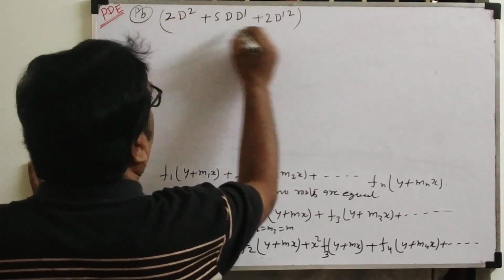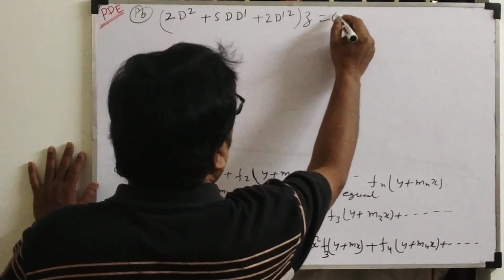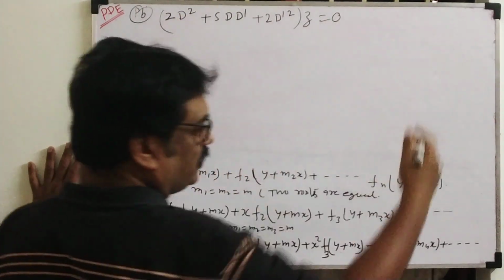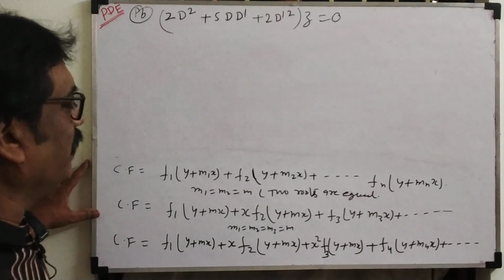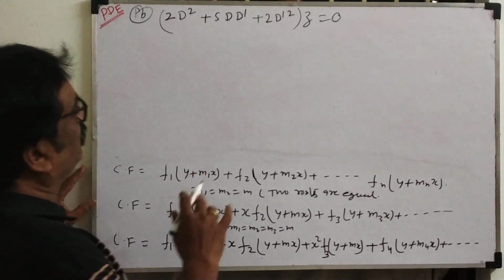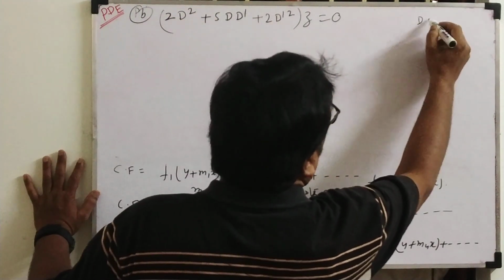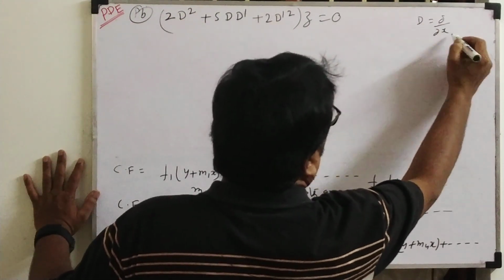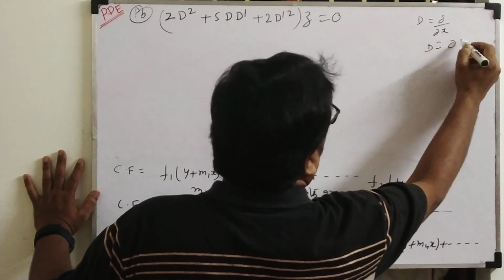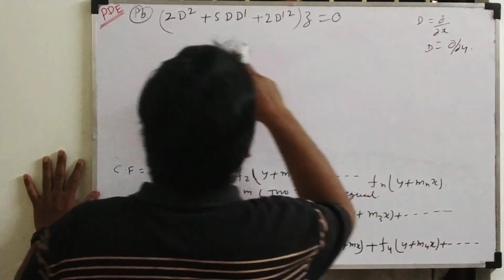d square plus 5dd' plus 2d' square z equals 0, because the function of z equals 0. So there is no RHS term, which means we will only find the complementary function. Here, d is nothing but ∂/∂x, and d' is nothing but ∂/∂y, as already told.